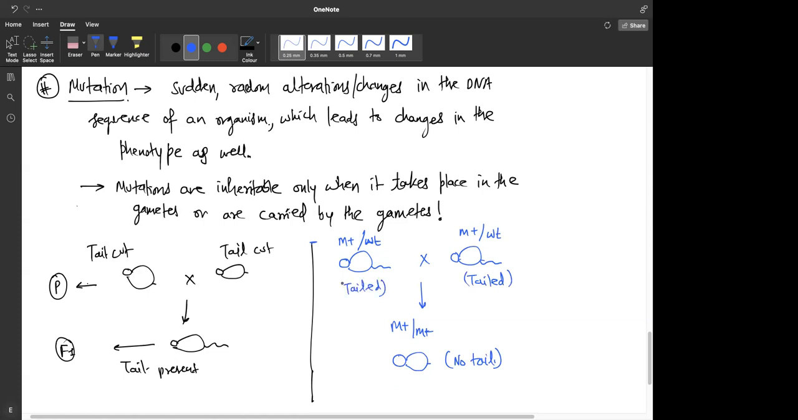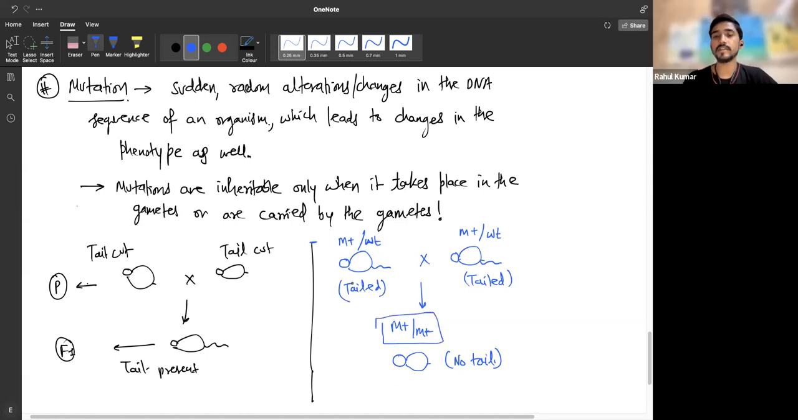Yes, sir. Okay. So this is one possibility through which it can happen. So mutation over mutation. Okay. So no tail. Make sense?